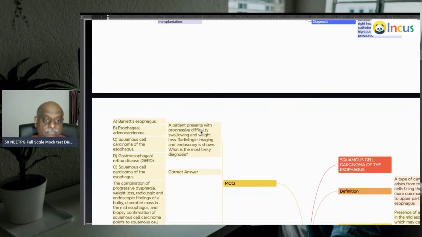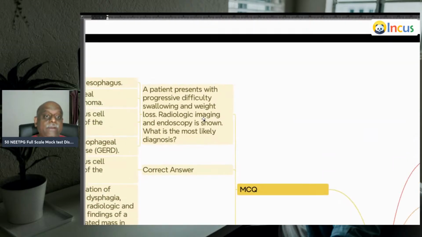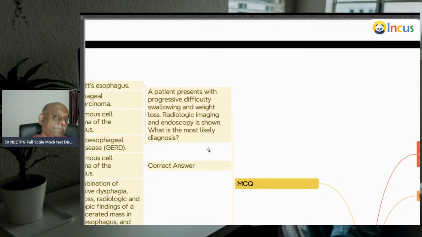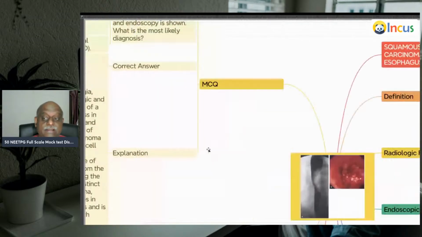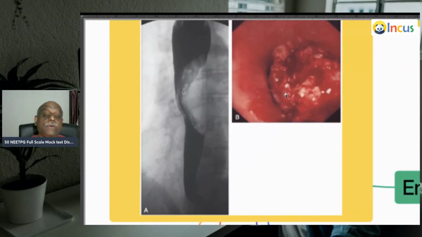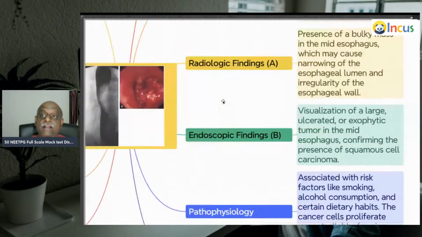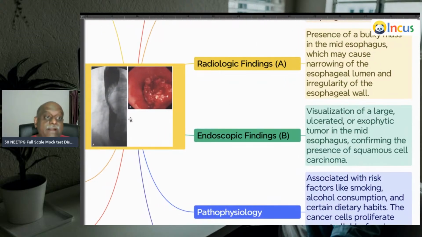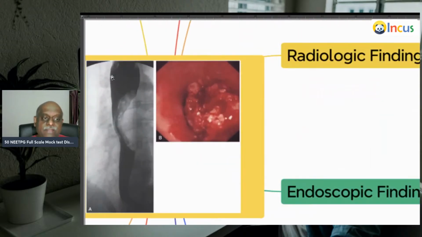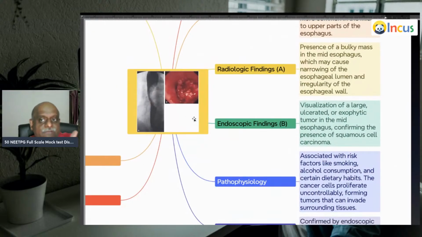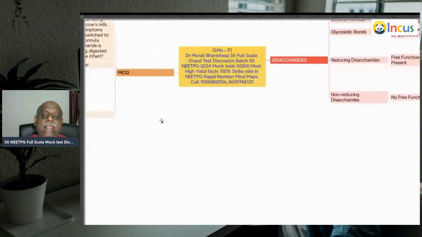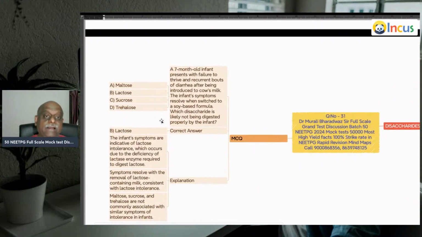So now, doctor, a patient has progressive difficulty swallowing and weight loss, and you have done endoscopy, right? And also barium. So what are the radiological findings, doctor? Bulky mass is there in the mid esophagus. Narrowing of the esophageal lumen, irregularity of the esophageal wall. So this is all suggestive of squamous cell carcinoma. The most common location being the mid esophageal area is what you should remember.